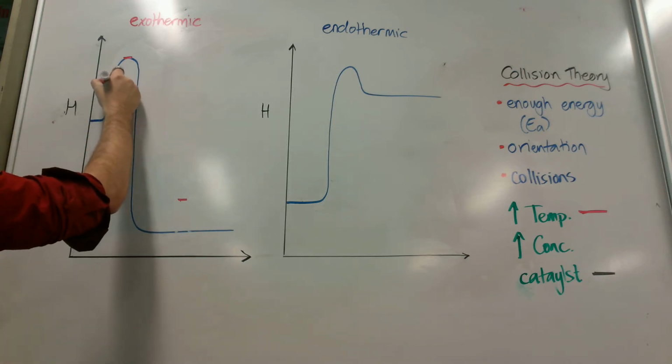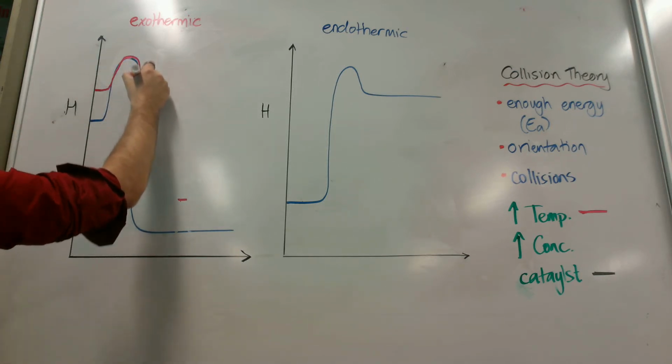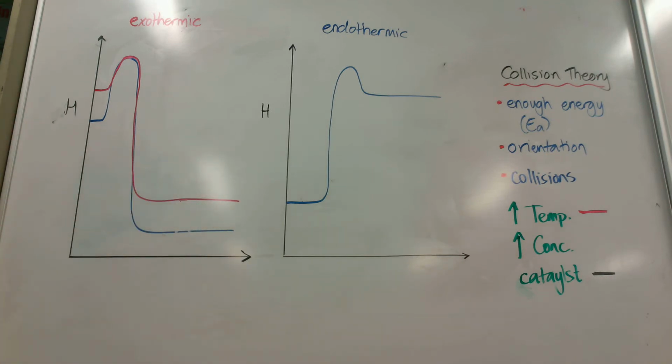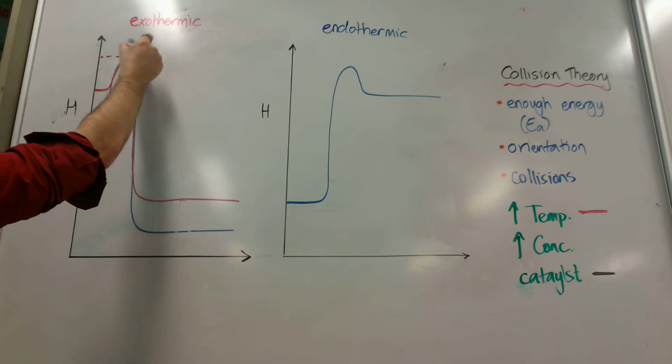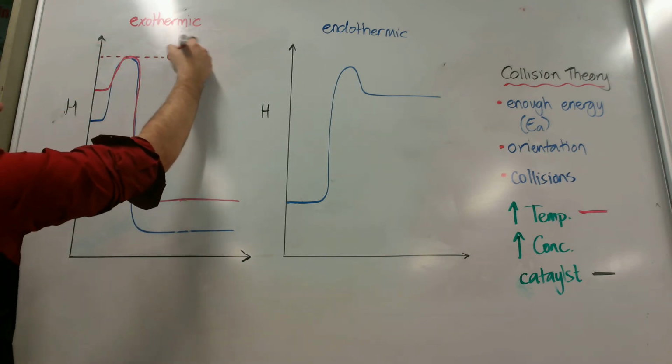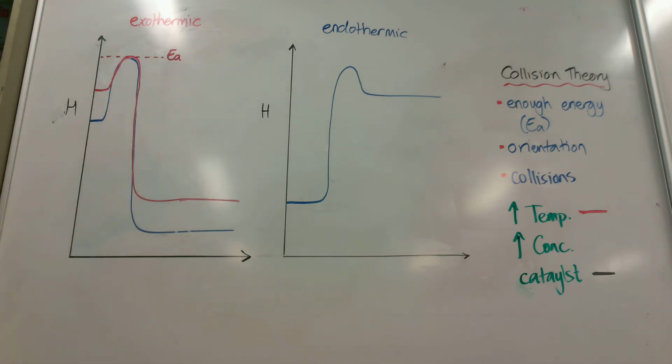So we match the graph shape so it looks like that. And so you can see with a higher temperature, it doesn't look much different. But what's really important is that its activation energy stays the same. That's the amount of kilojoules per mole that is required for a successful collision to occur. Cool.